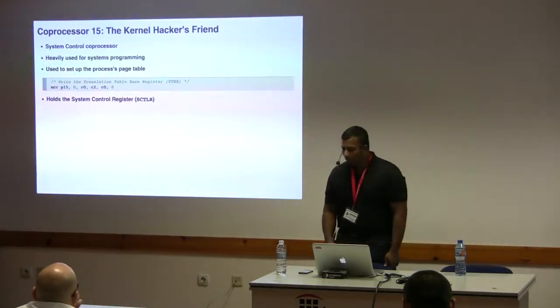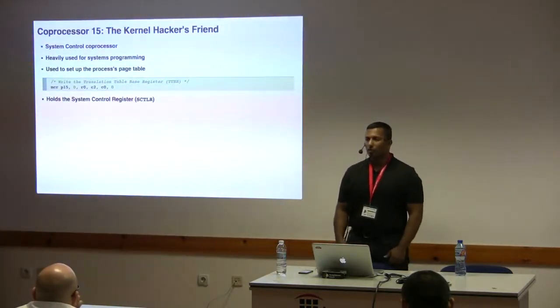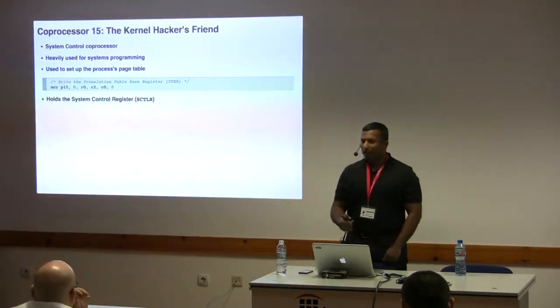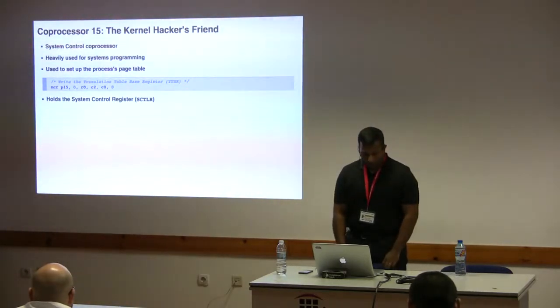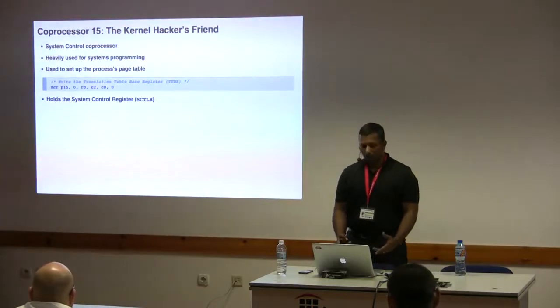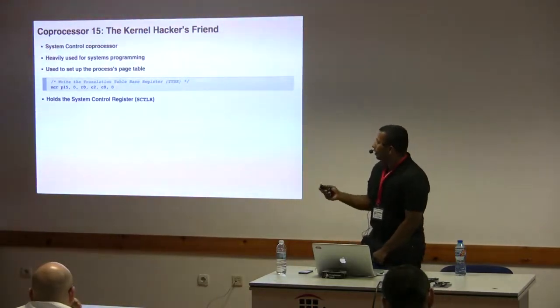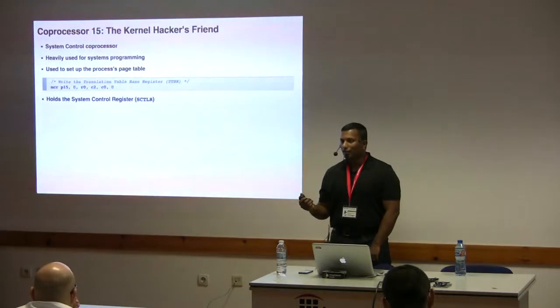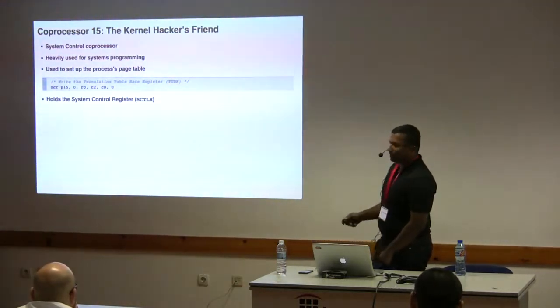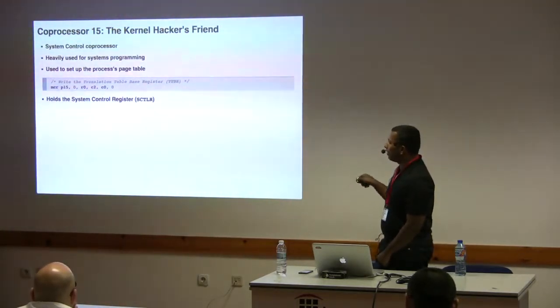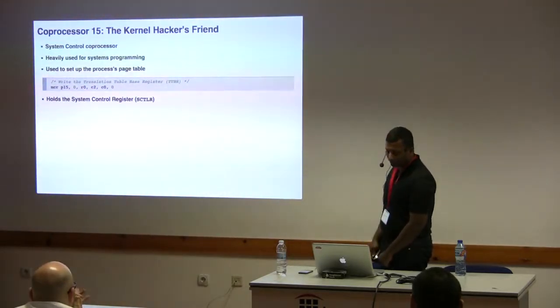So one important part of the architecture is Coprocessor 15, which is the system control coprocessor. It's heavily used for systems programming. So if you're doing kernel hacking, it's good to know that it exists. I call it the kernel hacker's best friend. This is used to set up the process's page table. This is the instruction that's used to do it. This will write to the translation table base register. Basically, you'll look into the docs to figure out how to do this. But the instruction is MCR, move to coprocessor from register, and these numbers you'll find in the docs. But this is how you install the page table.